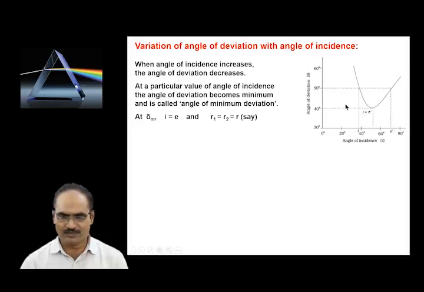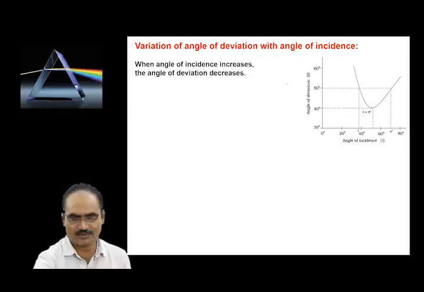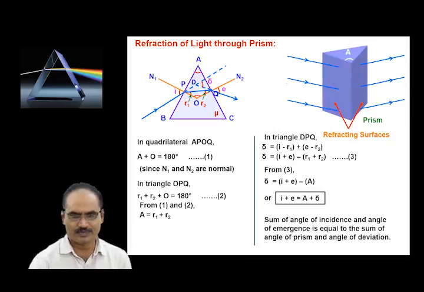The wonderful thing is that for a particular angle of deviation, there will be two corresponding angles, this angle and this angle. Either one will be the angle of incidence and the other will be the angle of emergence, right? In another way, we can note this, if I go back and see this one here.